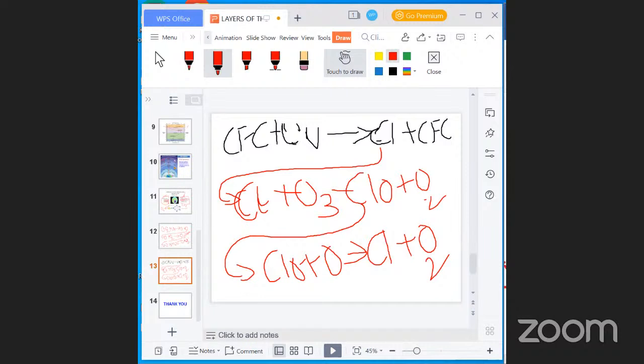This is the natural ozone cycle and the cycle after the introduction of chlorofluorocarbons, right? So this is very important. Okay.